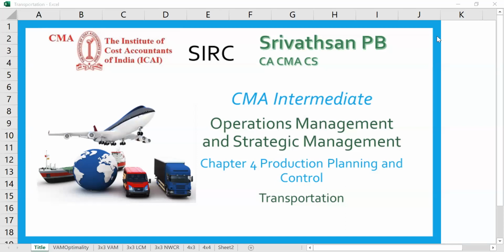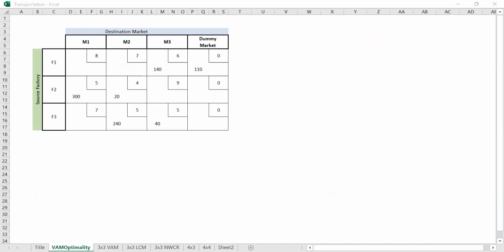So far, we have seen the initial allocation using Northwest Corner Rule, Least Cost Method, and Vogel's Approximation Method. So now we are going to use Vogel's approximation method for further solving this problem. So we arrived at the basic solution earlier, which is here.